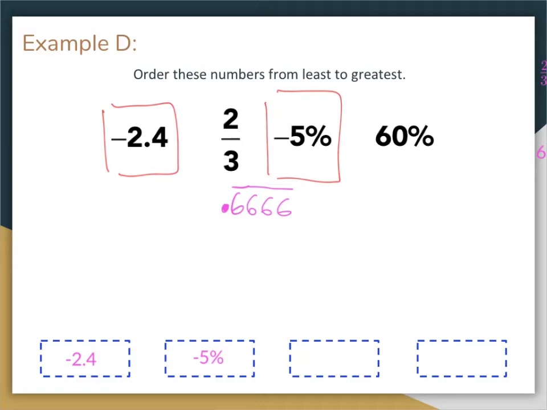And then I've got 60%. So now I'm going to turn my 60% to a decimal. I'm going to do that by moving my decimal point 2 places to the left. 1, 2. And I end with 0.60. So I've turned those both into decimals. So now I can compare them. The 6s in the tenths place are the same. I've got a 6 in the hundredths place, and then I've got a 0 in the hundredths place. So I know that 0 is going to be smaller than that 6. So the next one up is going to be 60%. And then finally, my largest number here is 2/3. Make sure that your paper looks like mine, and then let's move on to the next example.